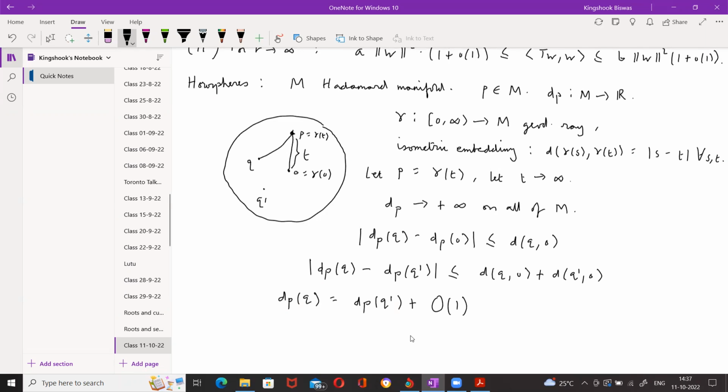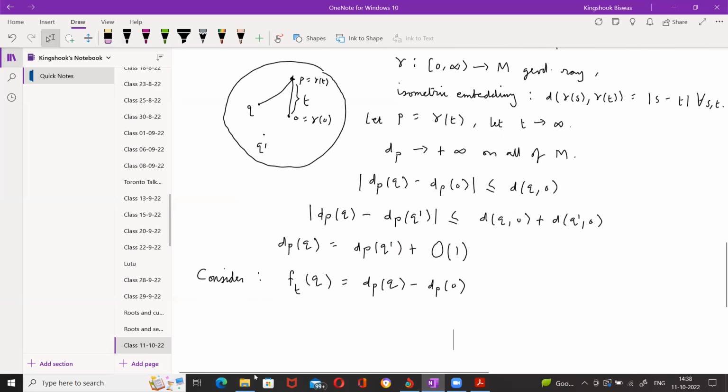What is the right thing to do? Take the difference. Instead of dividing, you subtract the distance from P to O. So you consider the function, say f_t of Q, which is d_P(Q) minus d_P(O), where P is equal to gamma(t).